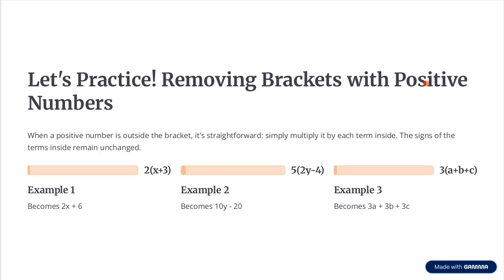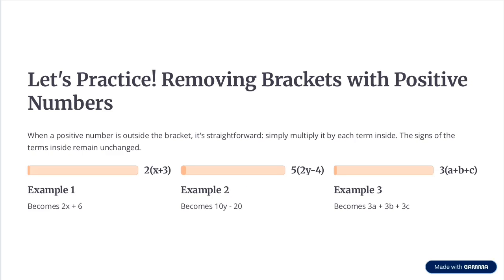Is that correct? Remove brackets with positive numbers. I hope you can still hear me clearly. I can. All right. So can you go ahead and read this? When a positive number is outside the bracket, it's straightforward. Simply multiply it by each term inside. The signs of the terms inside remain unchanged.